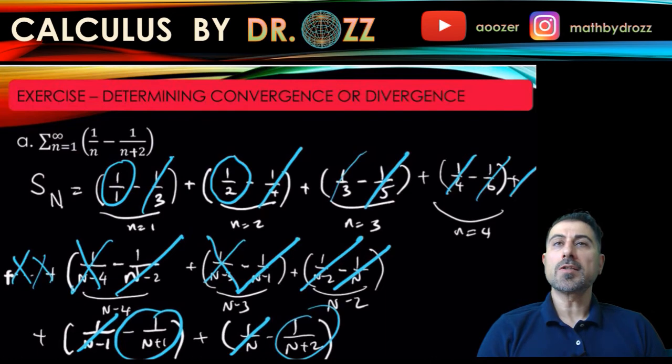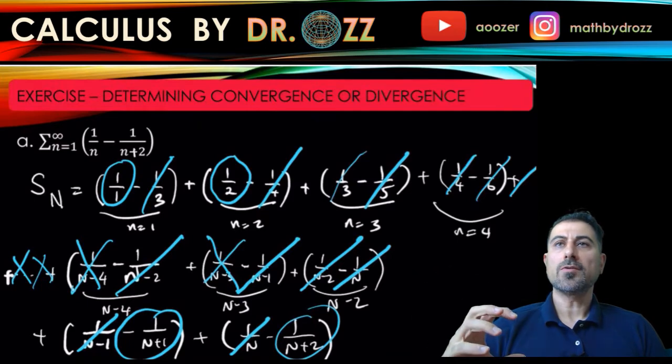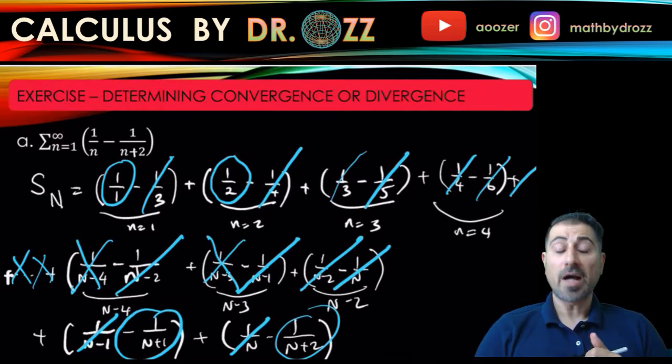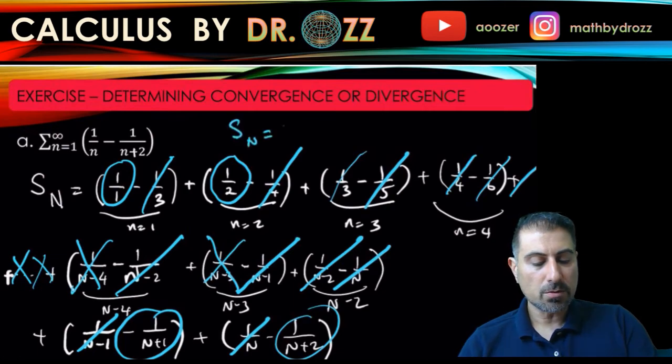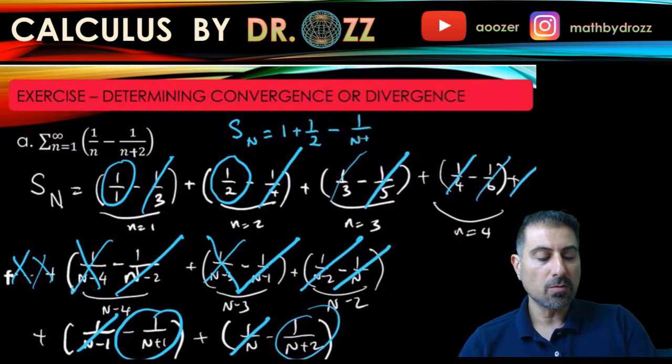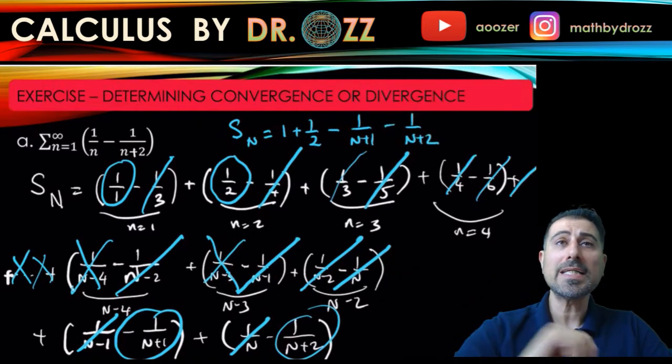So in this particular case of telescoping series, we have 2 terms in the beginning and then 2 terms in the end surviving. So I can go ahead and say that S sub N is equal to 1 plus 1/2 minus 1 over n plus 1 minus 1 over n plus 2, after having all the cancellations.